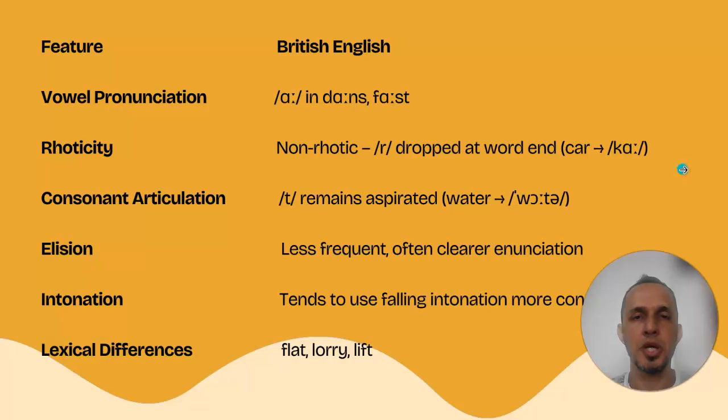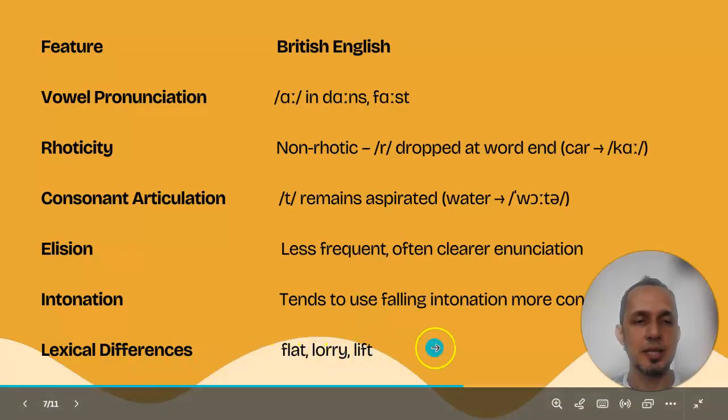Now we have British English. In the vowel pronunciation, the A in "danced" and the other one, "fast." It is non-rhotic. The R is dropped at the word end. In car, we say "cah" with a long vowel. Consonant articulation. T remains aspirated, like water. Elision, less frequent, often clearer enunciation. The intonation tends to use falling intonation more consistently.